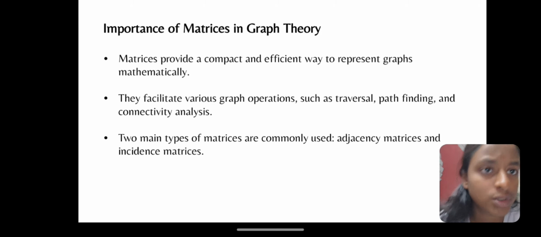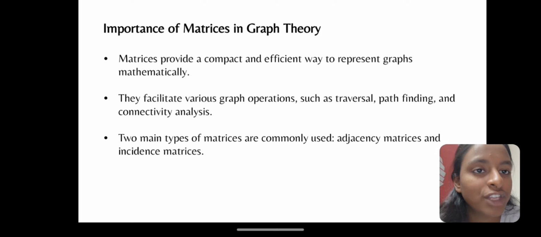So why do we have to use matrices in graph theory? Matrices provide a compact, efficient way to represent graphs mathematically. They facilitate various graph operations such as traversal, pathfinding, and connectivity analysis. Two main types of matrices are commonly used in graph theory, which are adjacency matrices and incidence matrices. Matrices provide an efficient way to represent graphs, which gives us an idea about traversal, pathfinding, and connectivity analysis. Graph theory is mainly used in mapping, which helps us understand better about routes and maps.